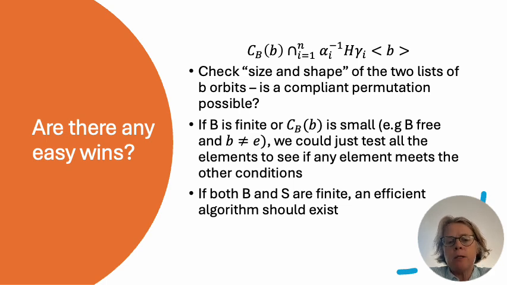If there is, then what you need to do is to check whether there is an element of B that effects that compliant permutation. If B is finite, then that's easy to check because you can just check every element of B. Also, if the centralizer of B is small, then, as we're looking for the intersection to include any compliant D, which must be in the centralizer, we could possibly just test all the elements in the centralizer. And of course, if B and S are both finite, then there's probably a much more efficient algorithm for doing it. So this is really only of interest when B and S are infinite.